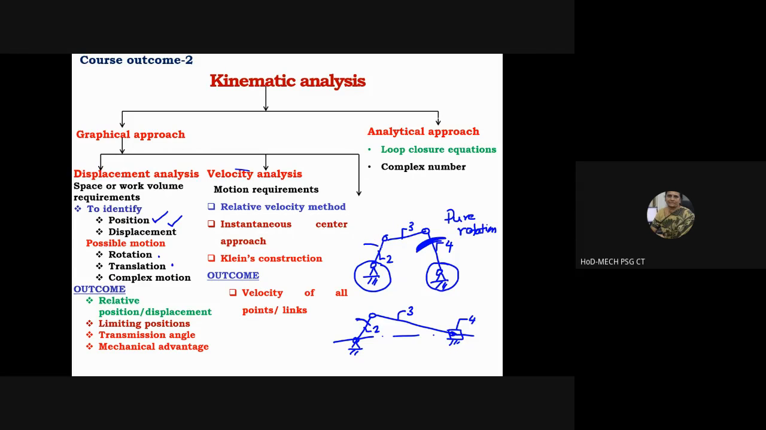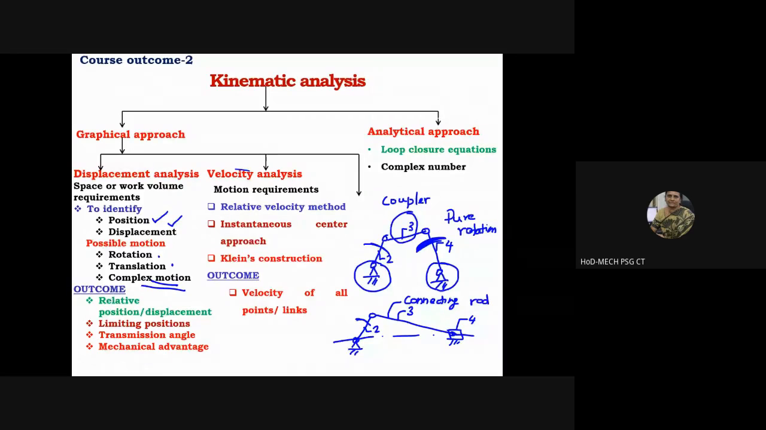Here, link number 2 will have pure rotation. 4 also will have pure rotation. Okay, but the nature of the velocity and all that will be different. Now, this link, which is called a coupler in the case of a 4-bar mechanism, and a connecting rod in the case of a slider crank mechanism, are members which connect other members which are in motion. So both of these will have complex motion.